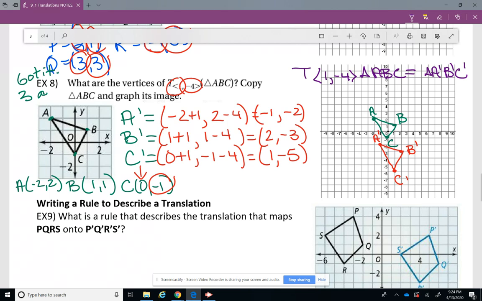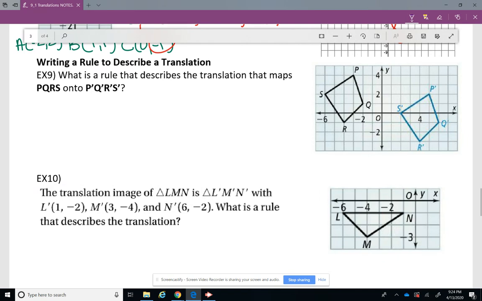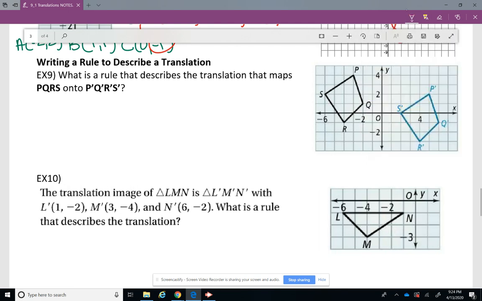All right, let's go ahead and go down to writing a rule to describe a translation. There's a lot in this first chapter. All right, writing a rule to describe a translation. What is the rule that describes a translation that maps PQRS onto P prime, Q prime, R prime, S prime? All right, so what we're going to do is we're just going to look. If I took this P and I end up with it here, count how many you go to the right.